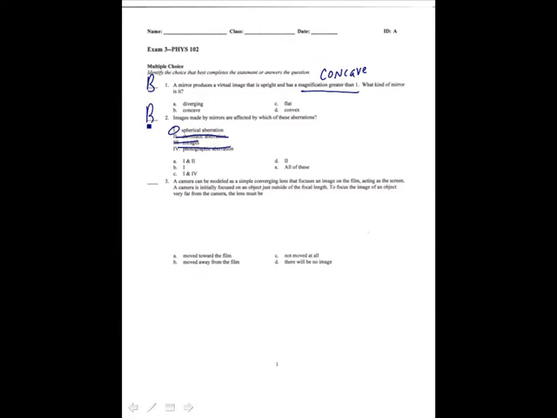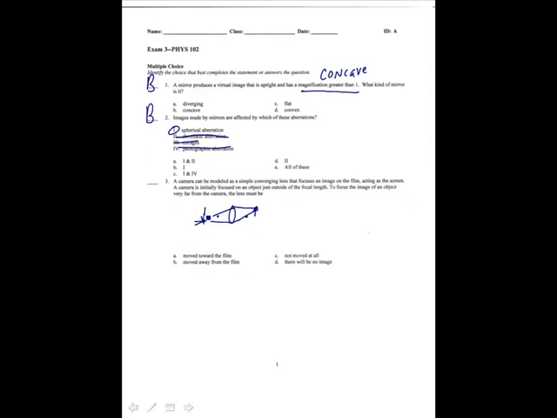A camera can be modeled as a simple converging lens that focuses an image on the film acting as the screen. A camera is initially focused on an object just outside the focal length. To focus the image of an object very far from the camera, the lens must be what? Well, initially you have an object that is just outside the focal length. So here's my lens, this is the screen, here's the focal length. My object is just outside the focal length. Now, the image is going to be projected onto the screen, behind the focal point. I can draw some rays to show that. So the image of this object is behind the focal point.